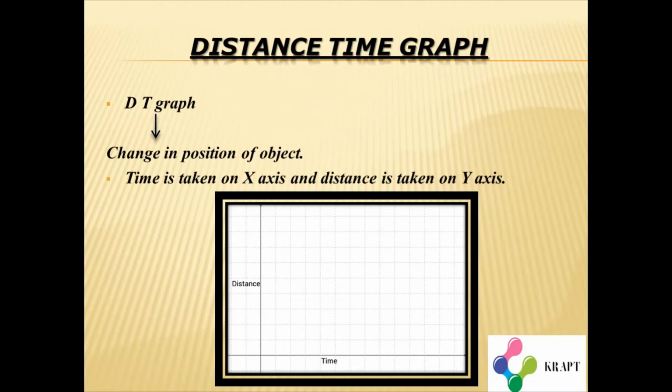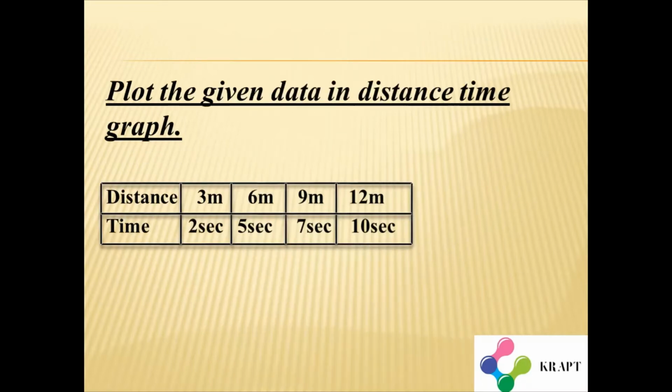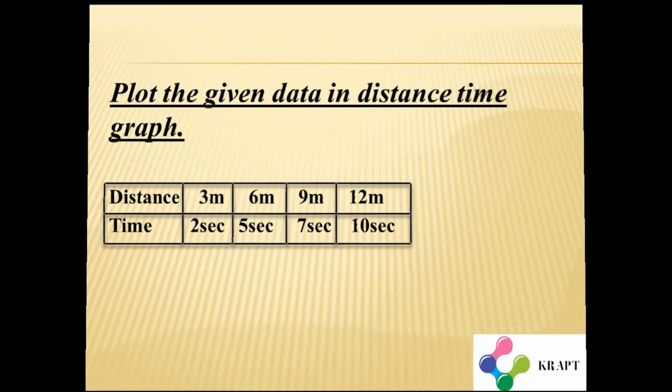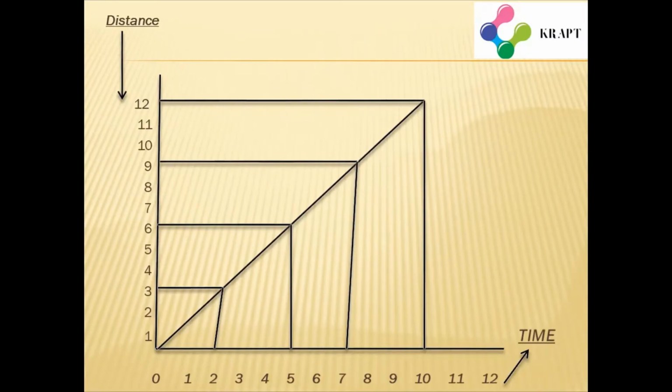Now let us solve an example. Here they have asked us to plot the given data on a distance time graph. The distance covered is 3 meters and the time taken is 2 seconds. Next, 6 meters and 5 seconds. Then again, 9 meters and 7 seconds. And next, it is 12 meters and 10 seconds. So this is an example of non-uniform motion. This is how it looks when you plot the graph.